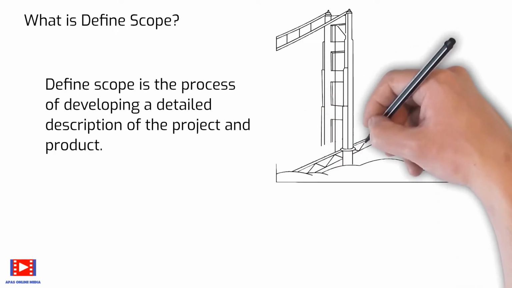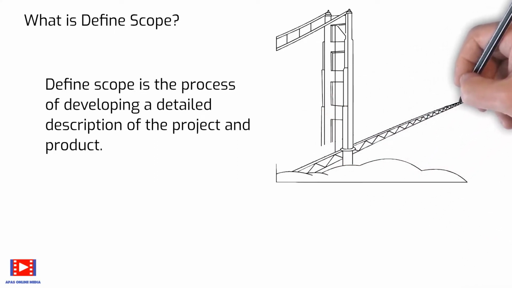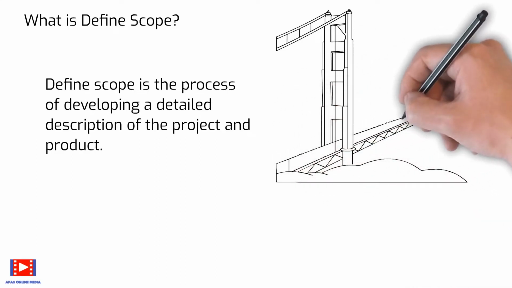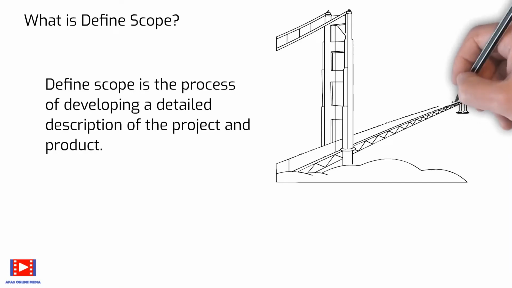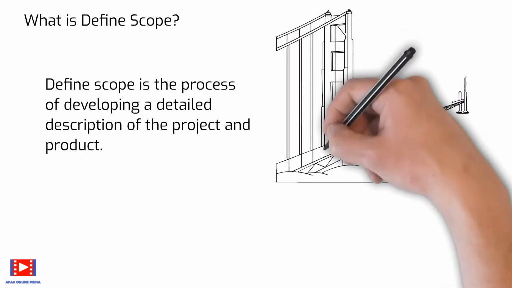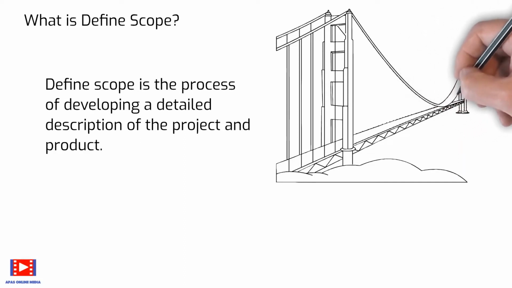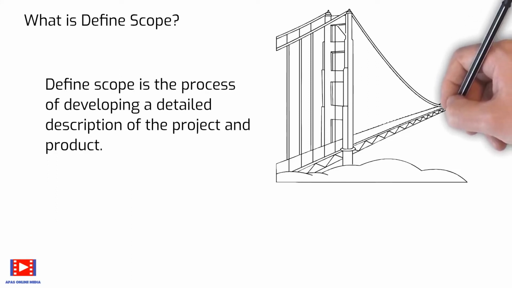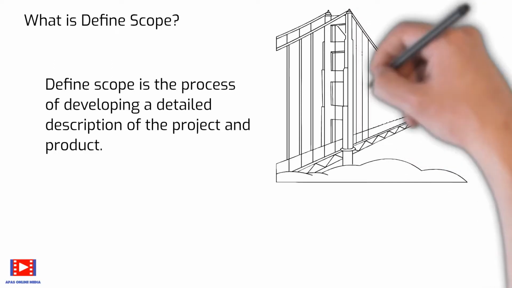Since all of the requirements identified in collect requirements may not be included in the project, the define scope process selects the final project requirements from the requirements documentation delivered during the collect requirements process. It then develops a detailed description of the project and product, service, or result.